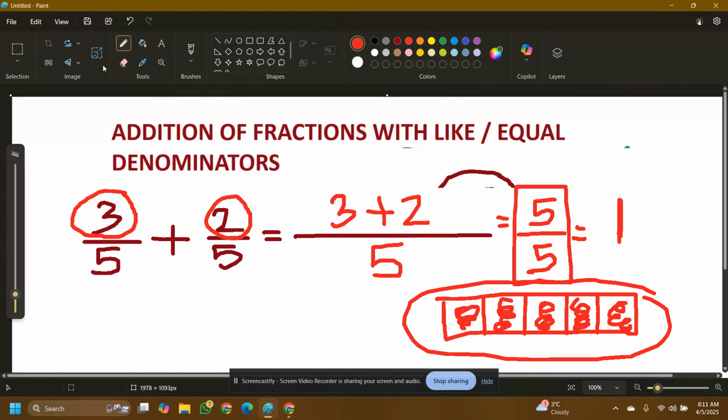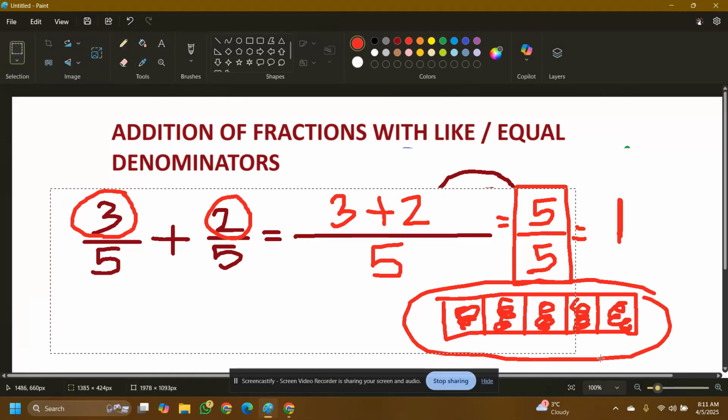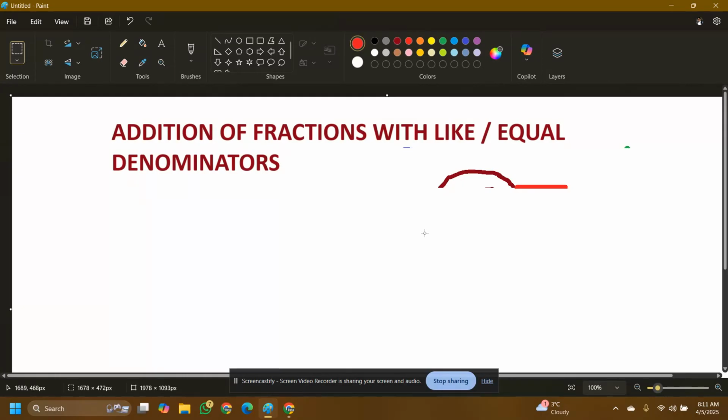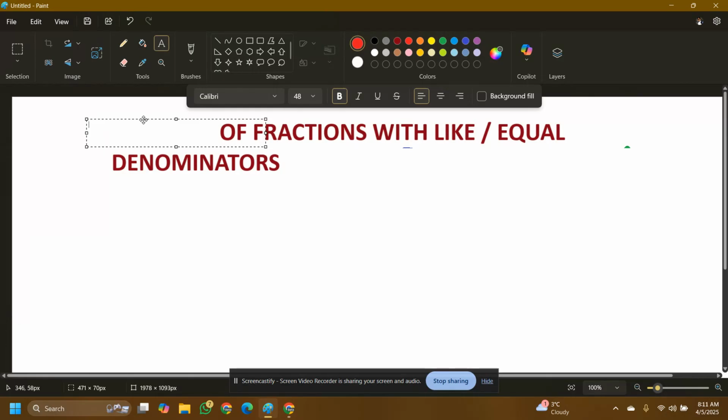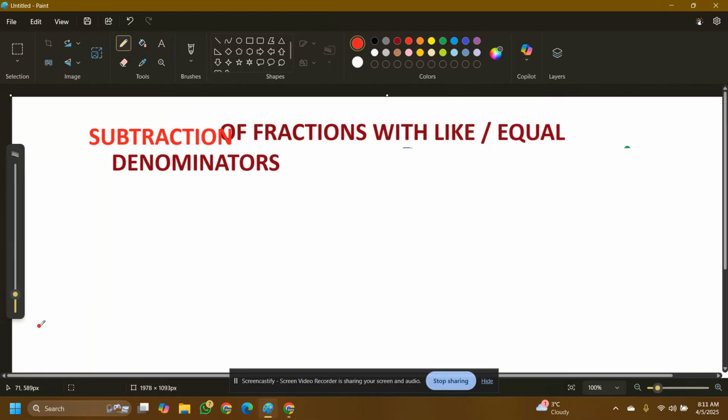Now we are only going to study about the subtraction of fractions with equal or like denominators. I would just erase this part and I would write that as a subtraction. Subtraction of fractions with like or equal denominators. How does that work? I'm going to give you the same example so that it will be easier for you to depict it.